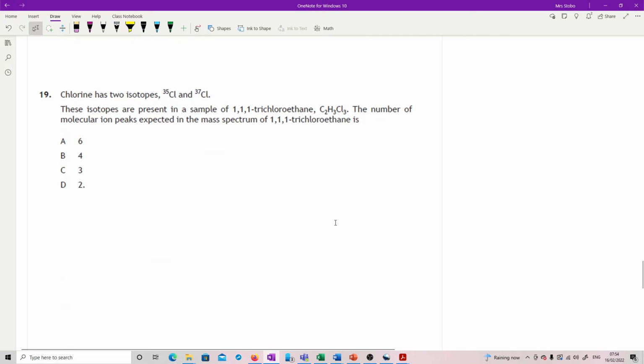Question 19. Chlorine has two isotopes, Cl-35 and Cl-37. These isotopes are present in a sample of 1,1,1-trichloroethane. The number of molecular ion peaks expected in the mass spectrum of this is, right, I can't decide if it's tricky or not. Okay, so you're looking for the different combinations of masses that you could get, but I'm not actually worried about anything in terms of the ethane. All I'm worried about is this 1,1,1-trichloro. So I'm looking at three chlorines. So I could have three 37s, and nothing in terms of 35s.